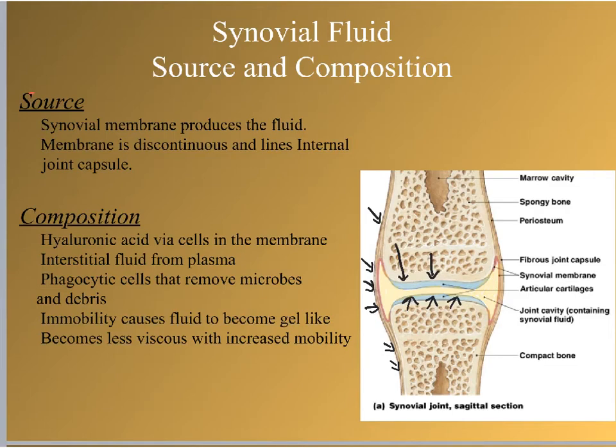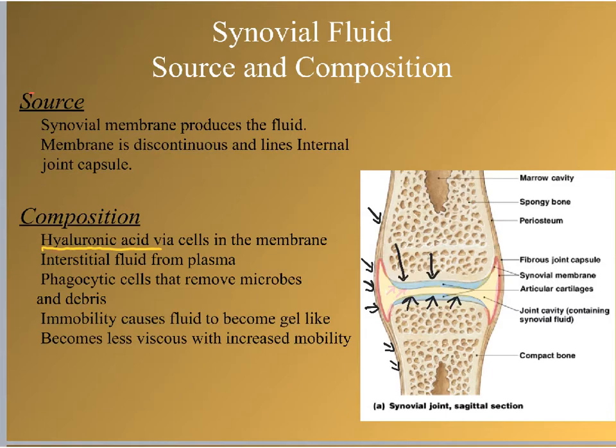So where does synovial fluid come from? Well, it's made from the synovial membrane. And remember, that's this little pink line that we see right here. So that's going to be right inside that, or right deep to that articular capsule. But that synovial membrane does not cover the cartilage. Okay, so it's discontinuous inside of that articular capsule. And what synovial fluid is made of is, you don't really need to memorize this, I'm not going to test you on it, but it's made of hyaluronic acid and cells in the membrane.